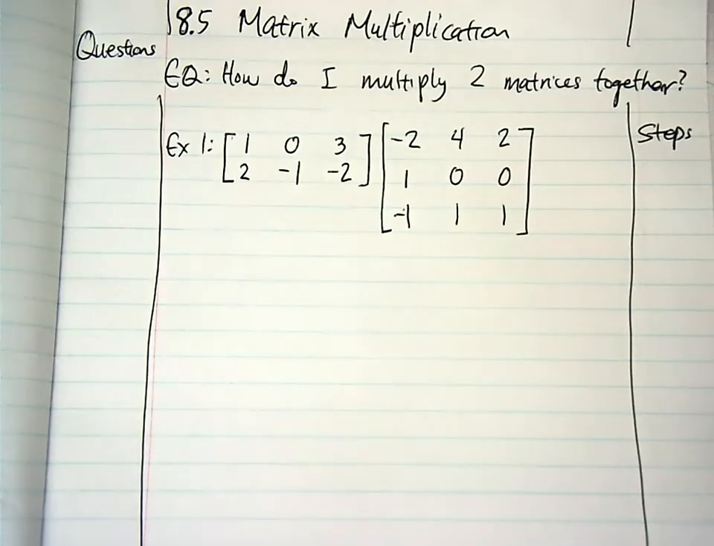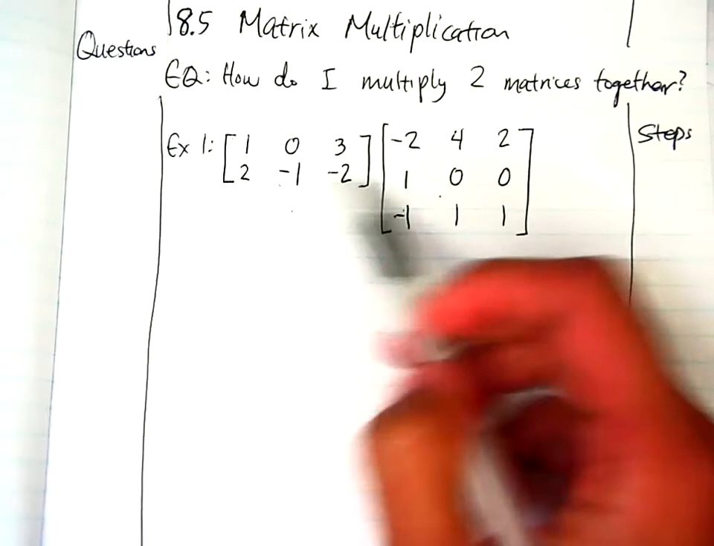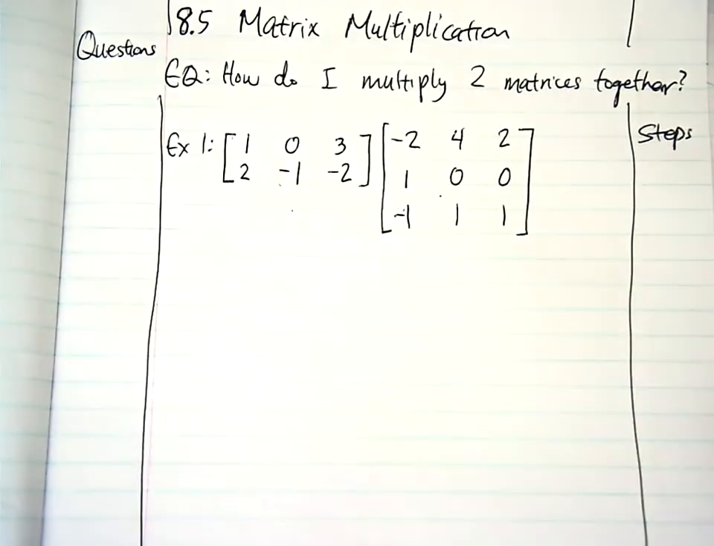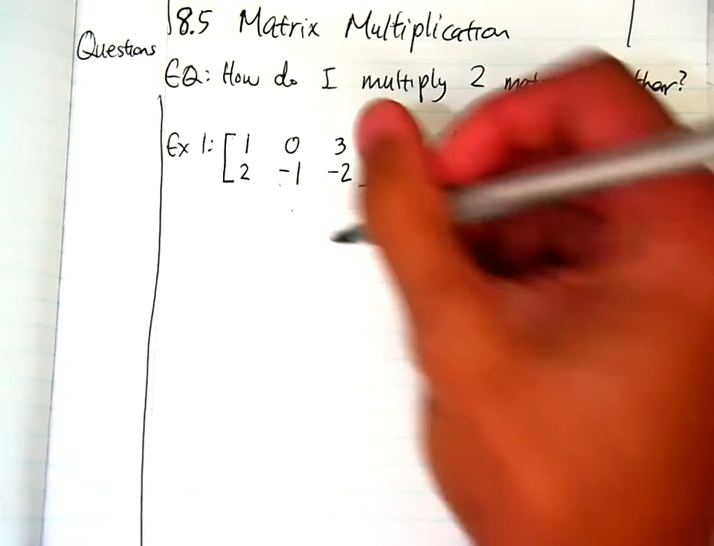Hey, Algebra 2 Trig, we're doing 8.5 matrix multiplication. The essential question is, how do I multiply two matrices together? Okay, so right now I have two matrices, and I'm going to multiply them. And before you multiply them, you have to make sure you can multiply them.